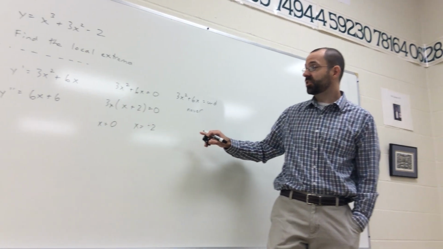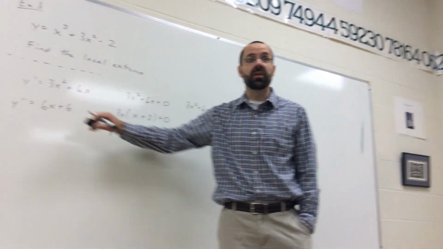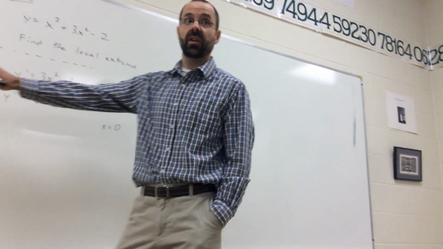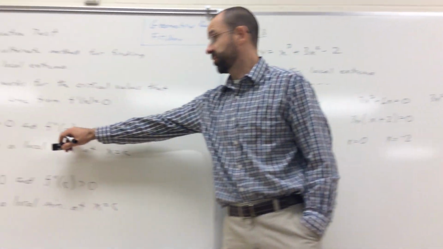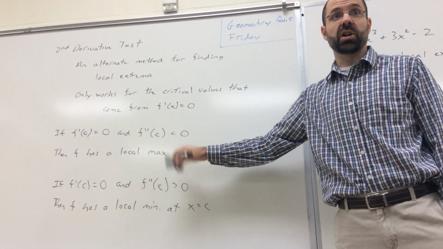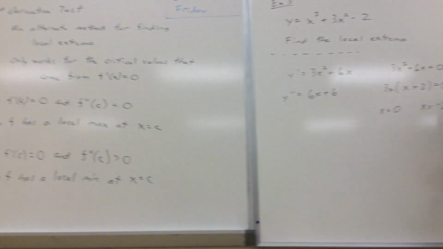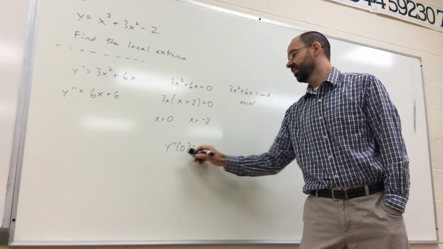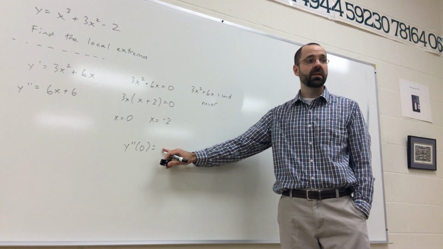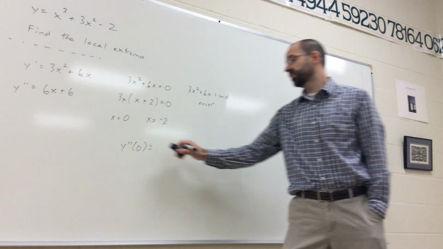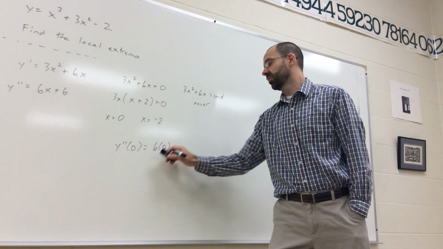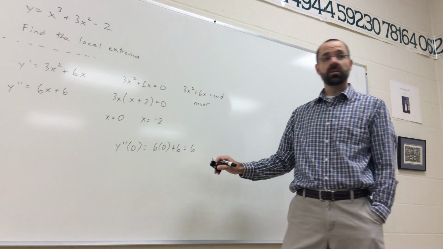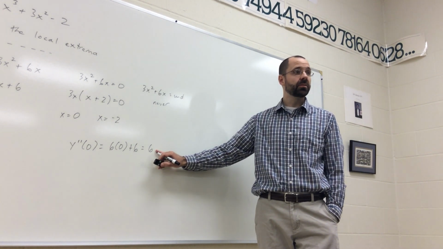Then to figure out which it is, I just plug it into the second derivative, because the second derivative test says if f prime is 0, and also if the second derivative is negative or positive, then we know some stuff. So we're going to plug 0 into the second derivative. That's 6 times 0 plus 6, which is positive.